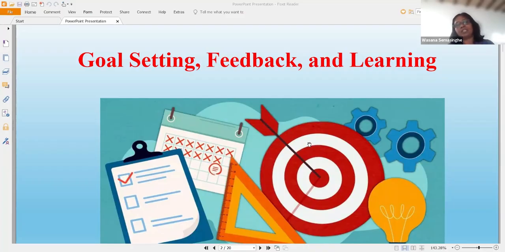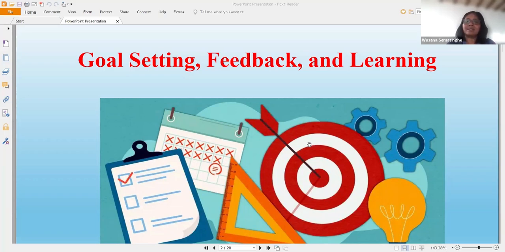The second term is feedback. We receive feedback about what we are doing well and what we need to improve. For example, after a classroom presentation, a teacher may tell a student that the explanation was clear, but eye contact needs improvement. That feedback helps the student to perform better next time. The third term is learning. Learning is the process of gaining new knowledge, skills, attitudes, or values through study, experience, or practice. Effective learning brings about a positive and lasting change in what we know or what we can do.